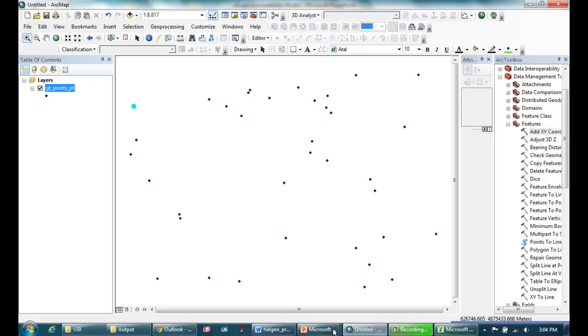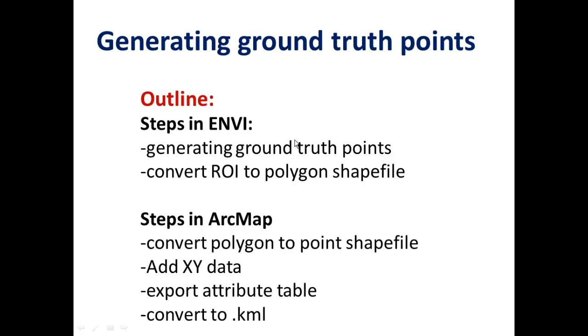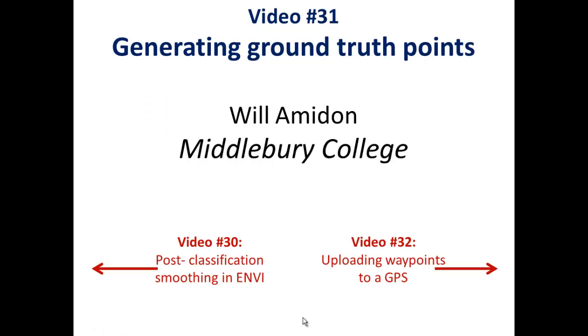We're now ready to open these up in a GPS and go to the field. So to review, you just learned how to generate ground truth points. We first made the ground truth points in ENVI. Then we converted them to a shapefile, opened that shapefile in ArcMap, and converted it into points, added the XY coordinates to the attribute table, exported the attribute table as a text file, and then we converted the shapefile to a KML that we're going to load into our GPSs.